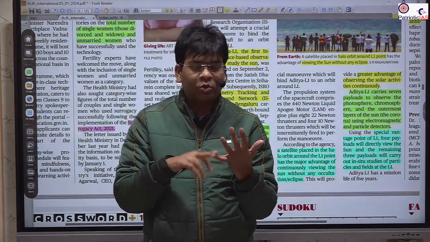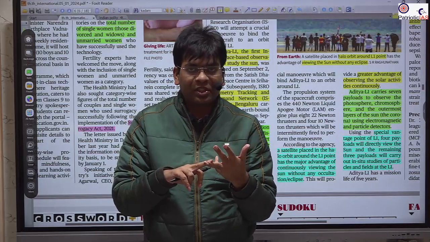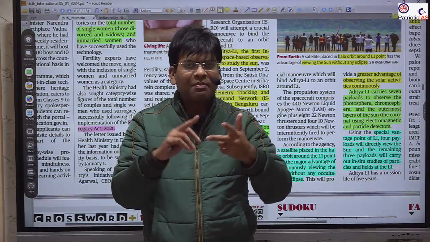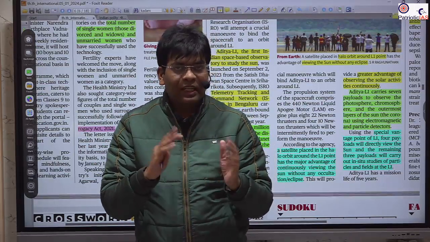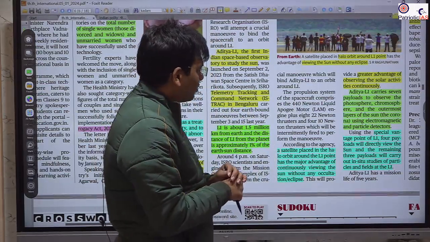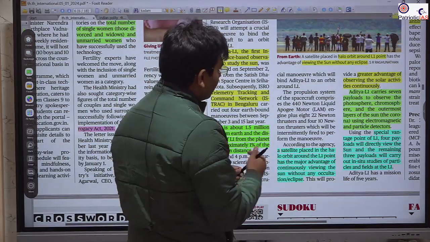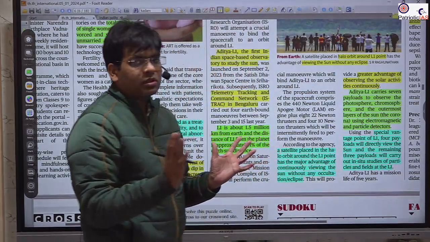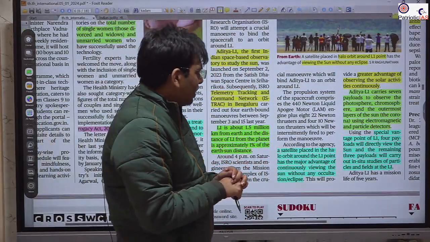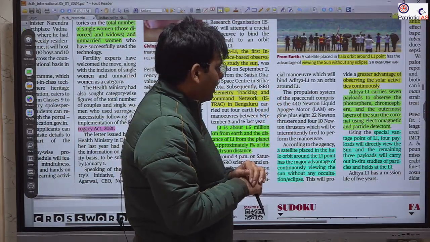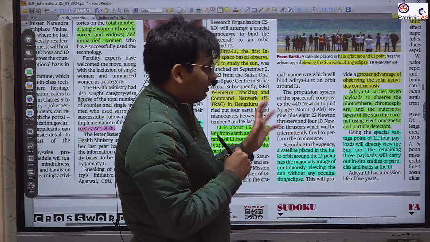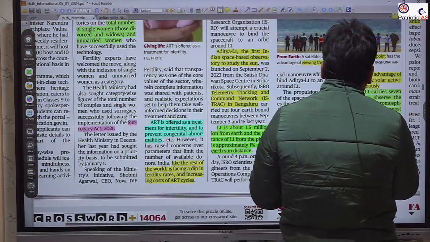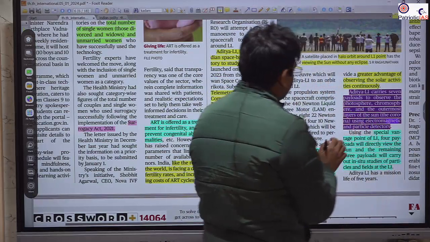It will also study the sun's atmosphere. Like the earth's atmosphere, where we have the troposphere, then the stratosphere, then the mesosphere and the ionosphere, the sun also has layers like the photosphere, the chromosphere, and the corona, which is the outermost layer of the sun. This outermost layer, the corona, is a mystery. The mystery is that this outermost corona has the highest temperature.